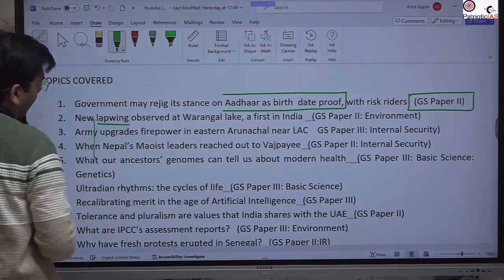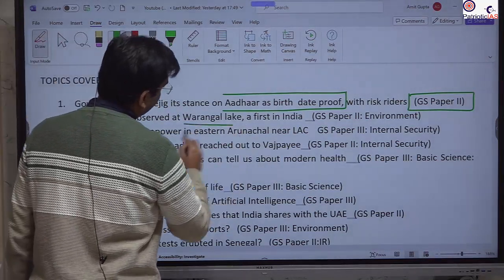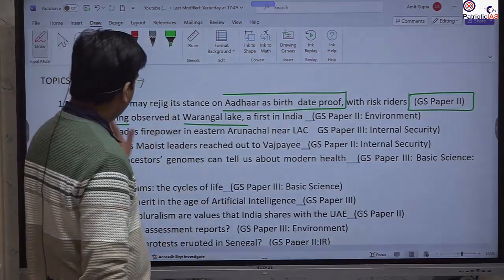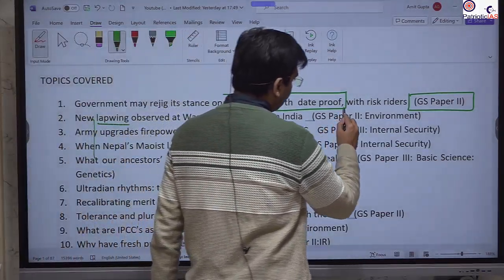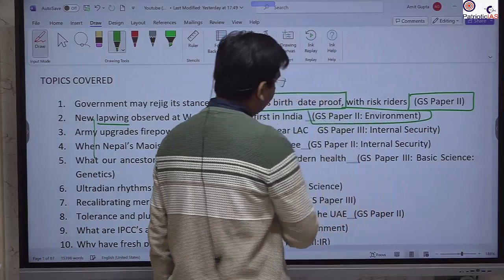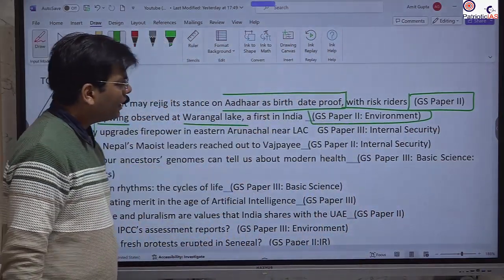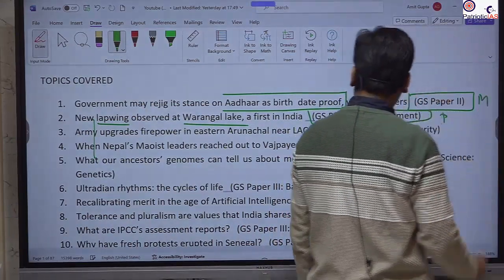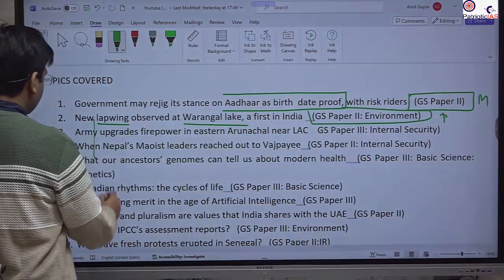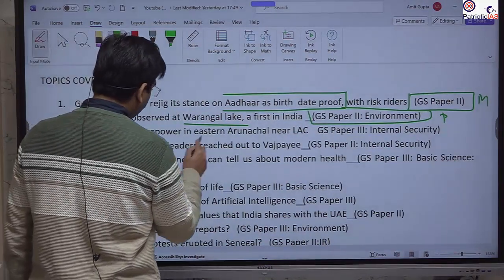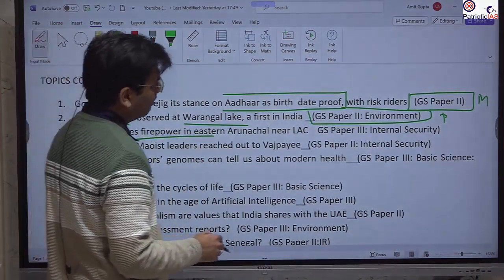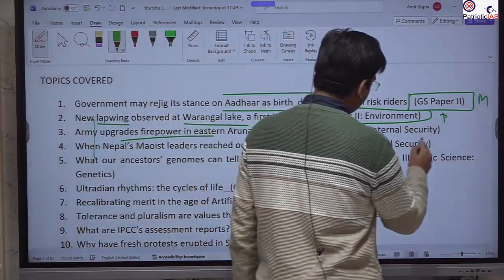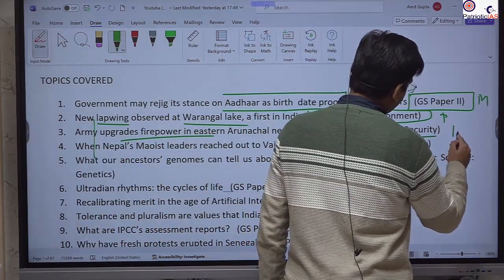This is the board and this has been observed in India. So we will see what the different characteristics of this board are. So environment, mainly it will be for the prelims perspective. It could be the mains perspective. Okay, here we will study this army upgrade fire power in eastern Arunachal Pradesh. So it will be part of internal security, GS paper 3 mains perspective.